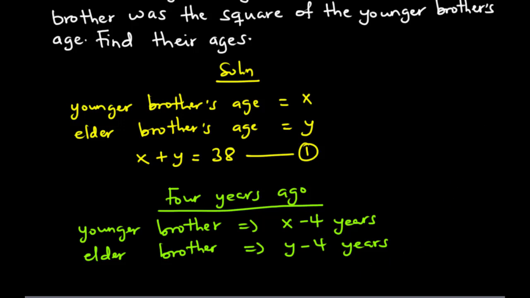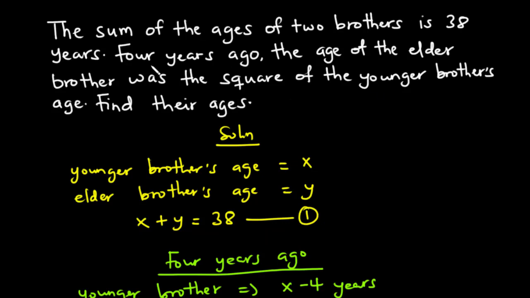Now let's go back to the question. Now 4 years ago, the age of the elder brother was the square of the younger brother's age, which means that we have the statement y minus 4, which is the elder brother's age 4 years ago, equals the square of x minus 4. So basically this is the second equation, equation 2.